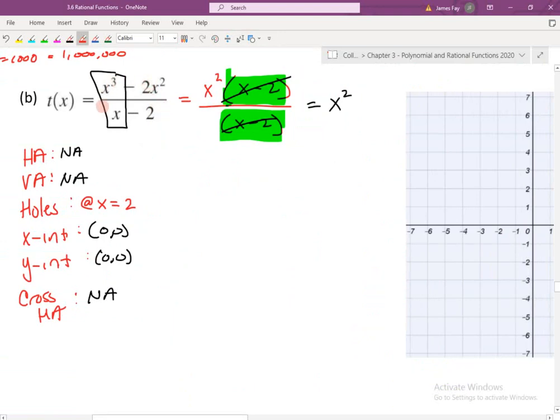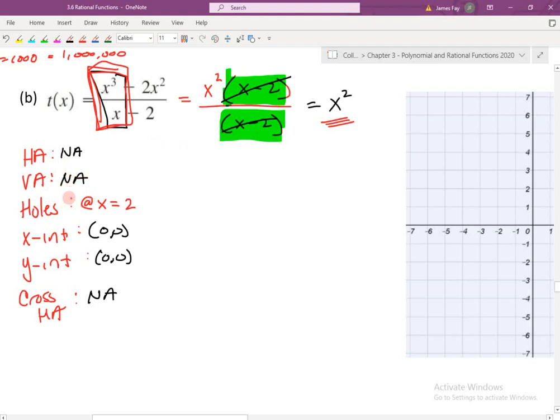So every time I find a horizontal asymptote, I'm always comparing the leading degrees of the original function. Then for vertical asymptotes, you're looking at the factored version, okay? But if there's cancellation, then the hole overrides the vertical asymptote.